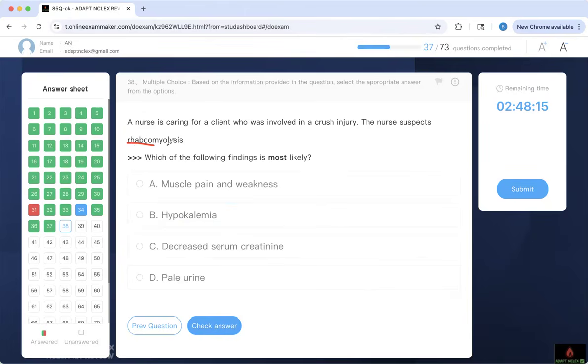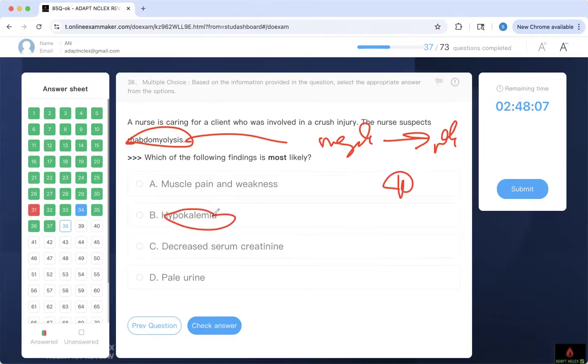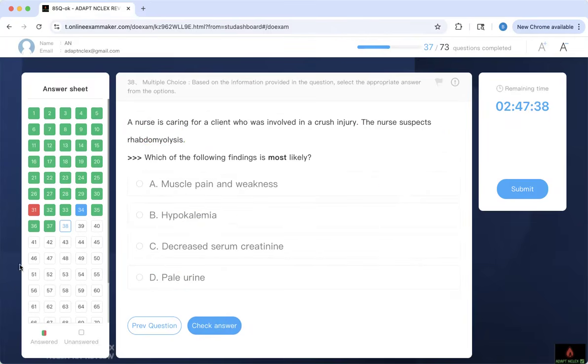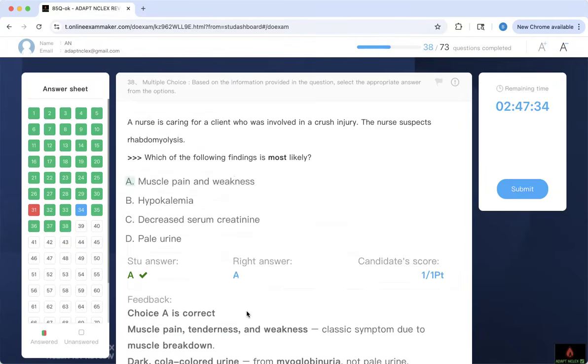This requires some thinking. Don't overselect or just jump. Think about it. Rhabdo, muscle dying. If muscle is dying, they release their content. Potassium is going to increase. The urine is going to be dark. The creatine kinase increases. Therefore, you're going to have pain. And therefore, what are you going to see? Muscle pain and weakness is consistent with that.